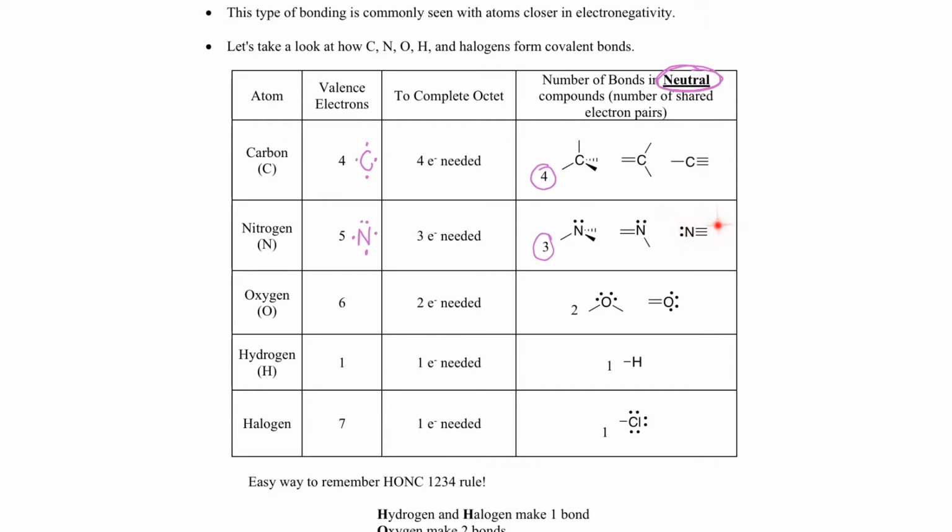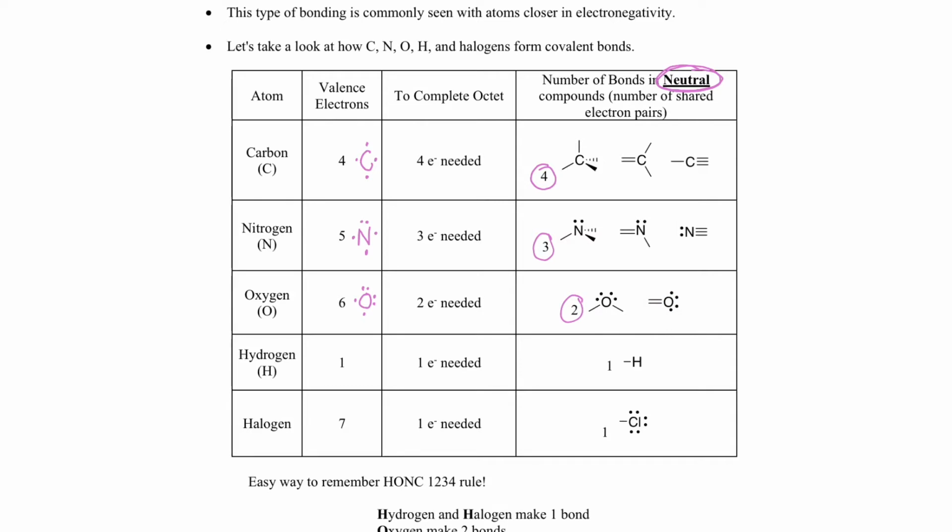With oxygen, we have 6 valence electrons. So 2 pairs. And in order to achieve octet, that would need 2 additional electrons, meaning 2 bonds to the oxygen. So that would mean that we could have 2 single bonds potentially, or 1 double bond. So you'll see that we're having fewer possibilities as the number of electrons needed to complete octet goes down.